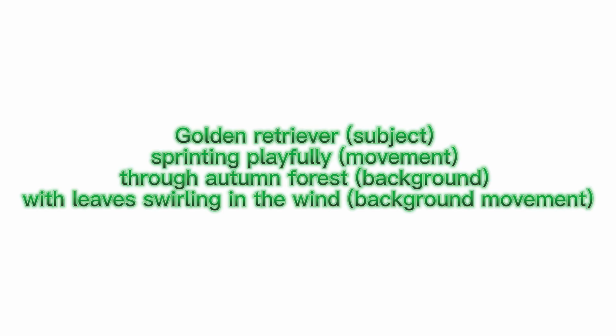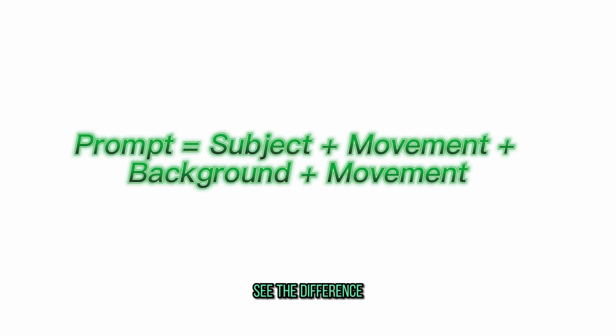For example, instead of just writing "dog running," write "golden retriever (subject) sprinting playfully (movement) through autumn forest (background), with leaves swirling in the wind (background movement)." See the difference? Write your prompts using this formula, and you'll see much better results.